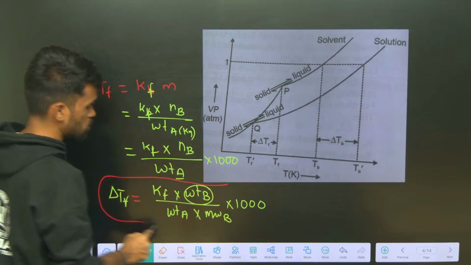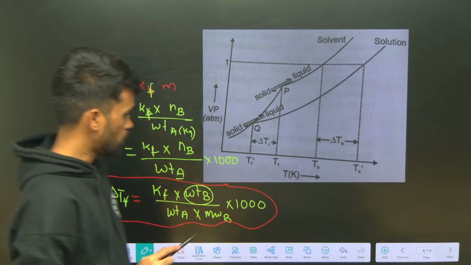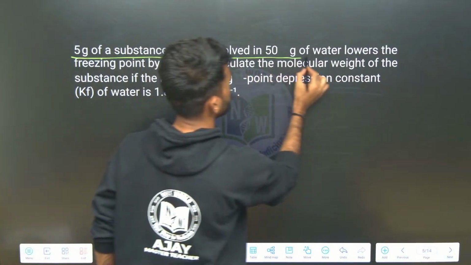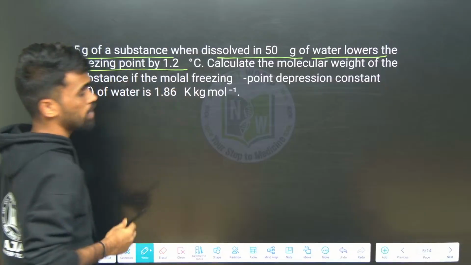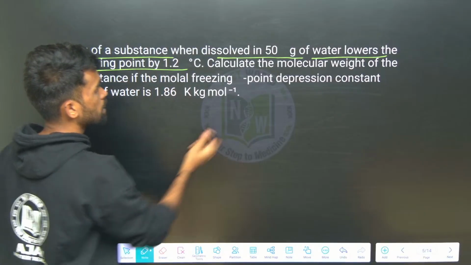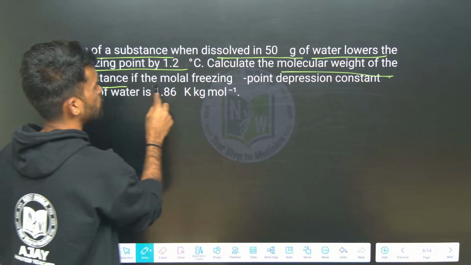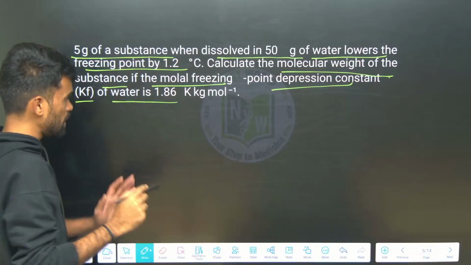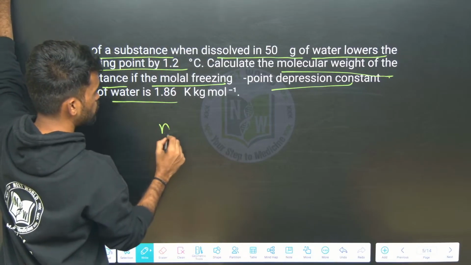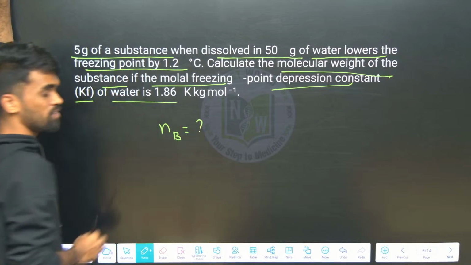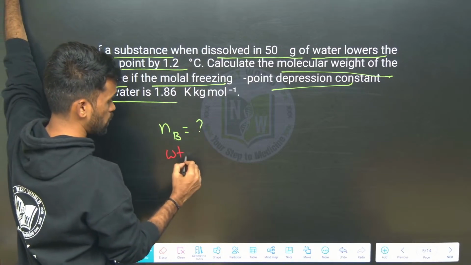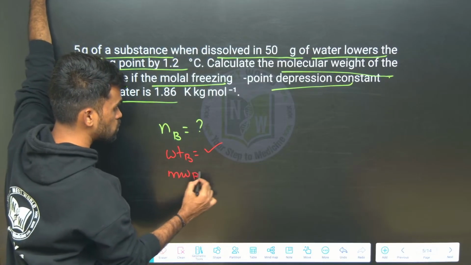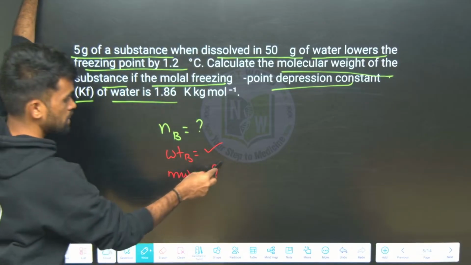Now we will be solving a question related to this. Read the question. 5 grams of a substance when dissolved in 50 grams of water lowers the freezing point by 1.2 degrees. Calculate the molecular weight of the substance if the molar freezing point depression constant Kf is given this much. Very easy. The given data does not mention the number of moles of solute, but the weight of solute is mentioned. They are asking for the molecular weight or molar mass of the solute.